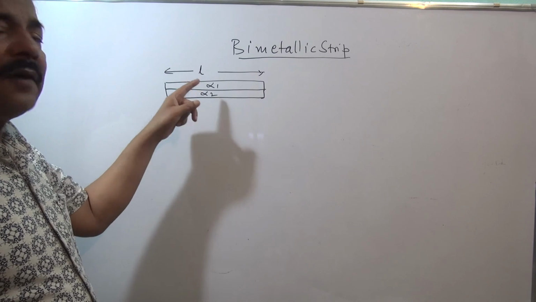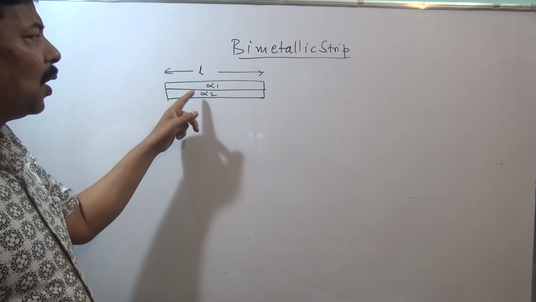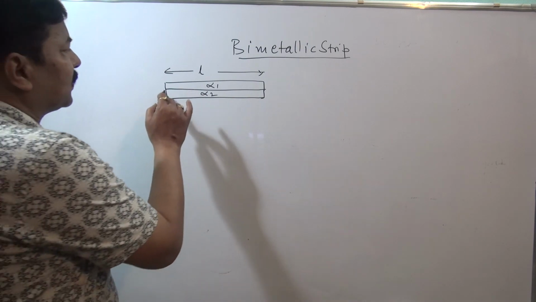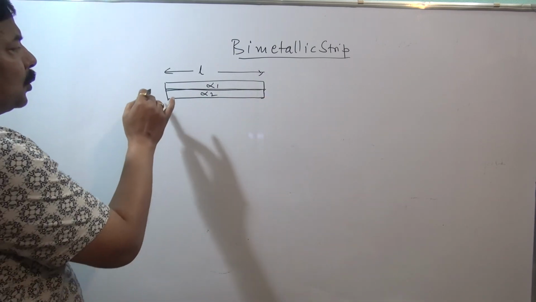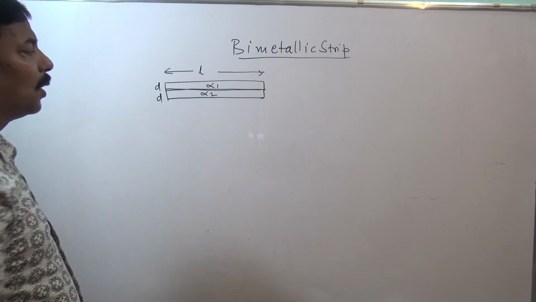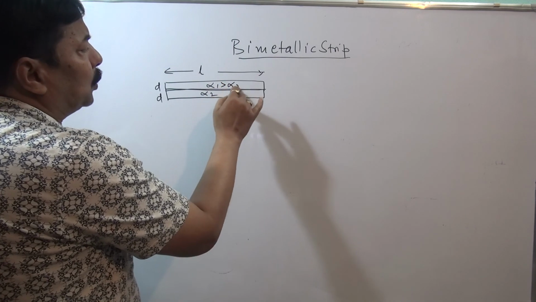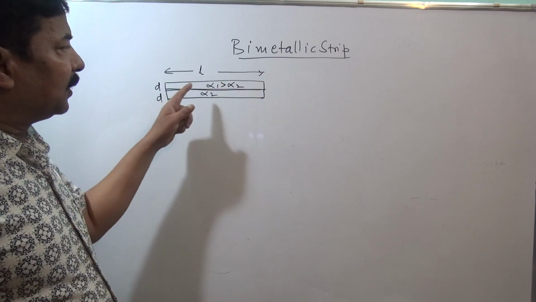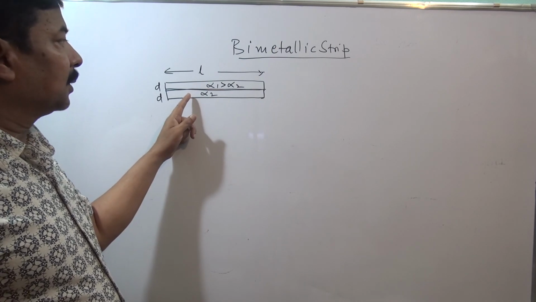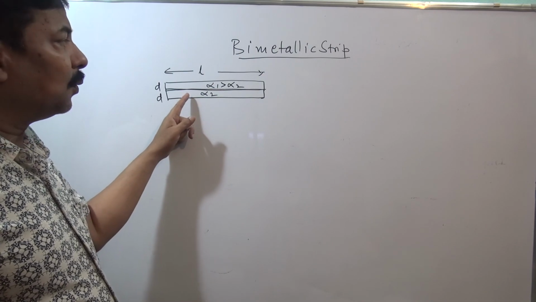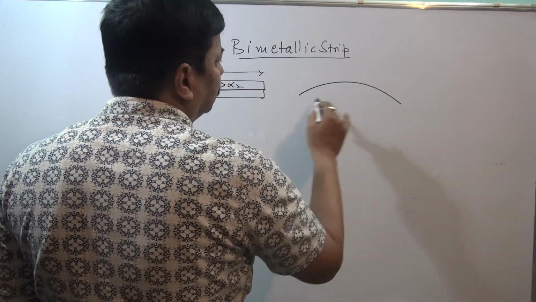As alpha 1 and alpha 2 are different, if we increase the temperature, this rod will expand. Here it is attached, it is fixed in a proper way. So this thickness is also D and this thickness is also D. If we consider alpha 1 is greater than alpha 2, then see what will happen. There will be more expansion in the upper rod and less expansion in the lower rod. So in this situation, what you will observe is that the strip will bend in this way.